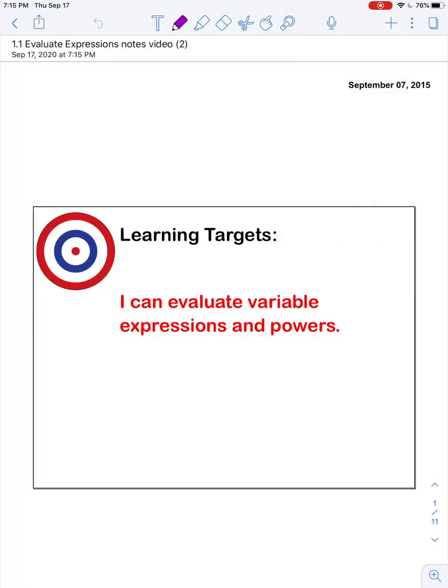All right, ladies and gentlemen, we're going to do our first set of notes together. We're finally going to dig into some math after the technology that we were working on last week.